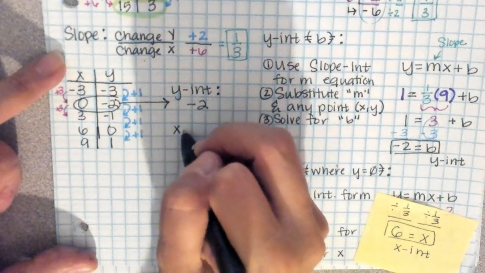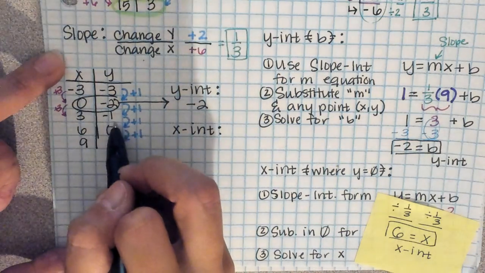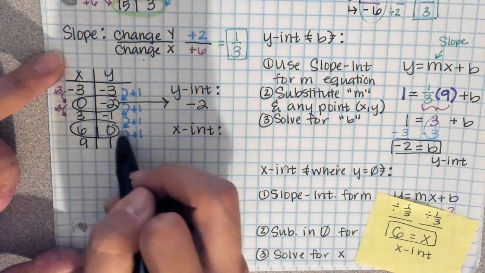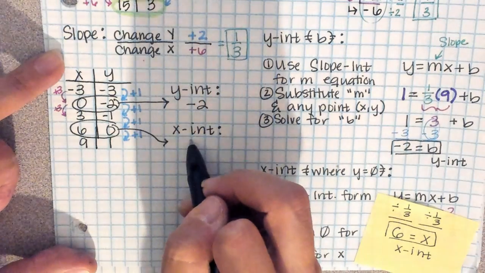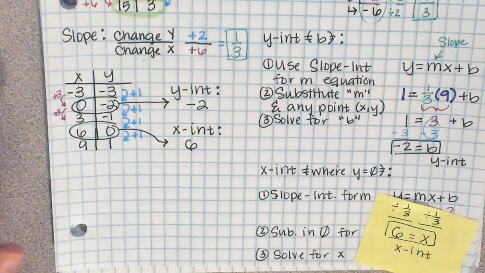My x-intercept is where y equals 0. Good. 6, 0. Same thing we got down here. Okay?